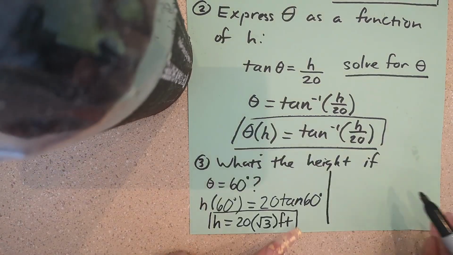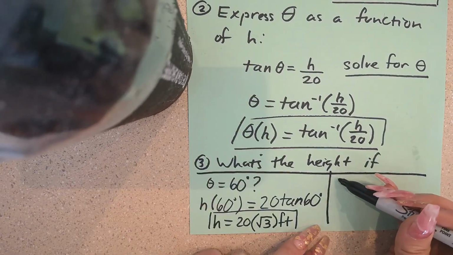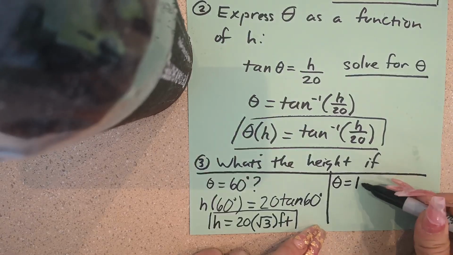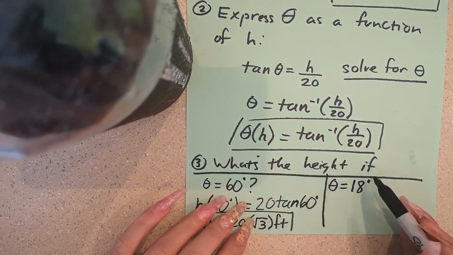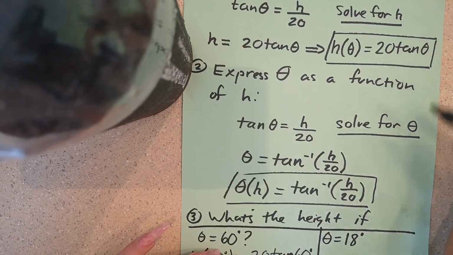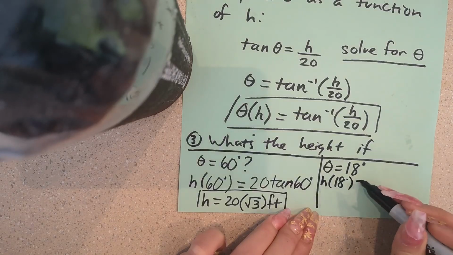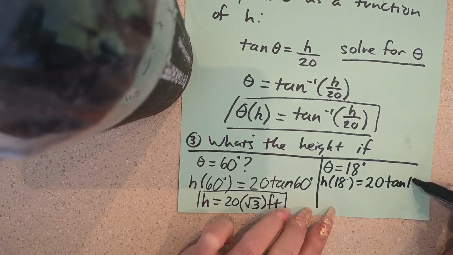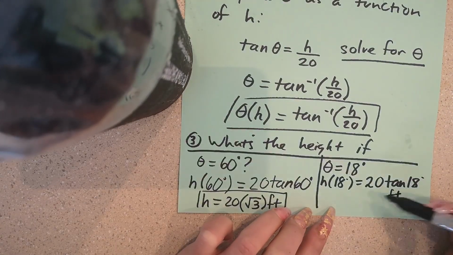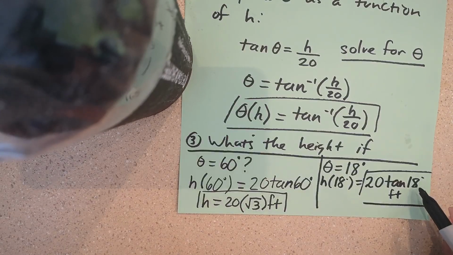I'm just going to try to squeeze one other part in here. So I was thinking, okay, well, what if they said theta was 18 degrees? Well, I would do the same thing. What is the height if theta is 18 degrees? So I'm still using this height function, except this time, h of 18 degrees would be 20 tangent of 18 degrees. What I wanted to point out with this one is, since 18 degrees is not a special angle, I could actually leave the answer in exact form in terms of tangent.